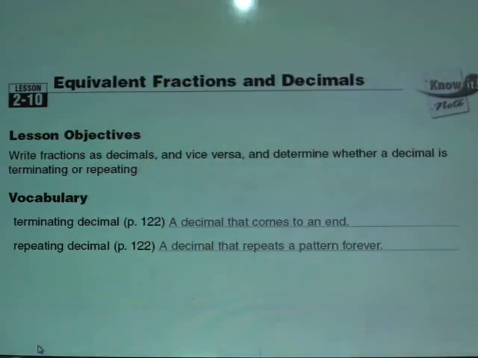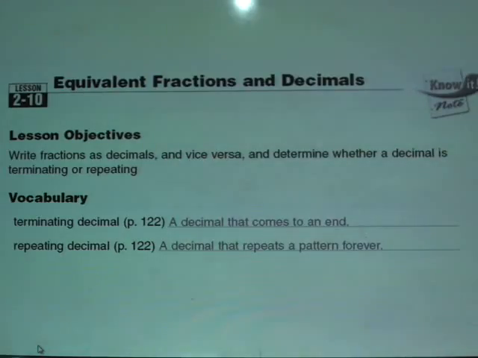This is a video presentation of Chapter 2, Section 10, Equivalent Fractions and Decimals, found in the 7th grade textbook. Our objective here is to write fractions as decimals and vice versa, and determine whether a decimal is terminating or repeating.